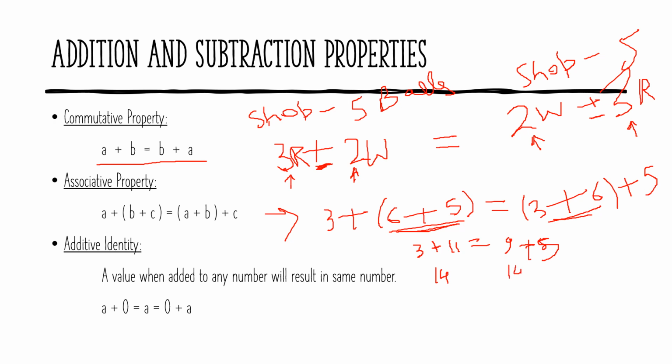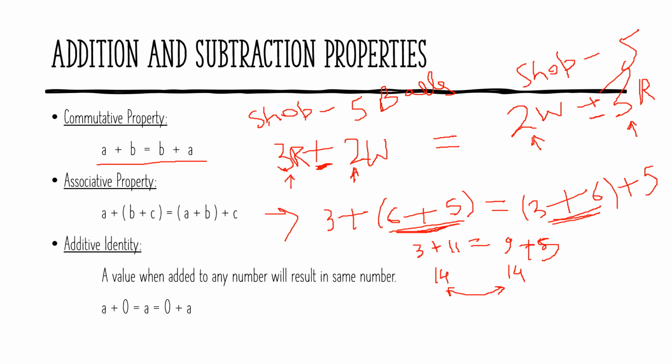So we see that the values are the same, which means that if we are adding three numbers a, b, c, then it doesn't matter which two we add first. Here we added these two first, there we added those two first, so it doesn't matter. This is the associative property. If we are adding three numbers, we can add any two first, and the result will remain the same.